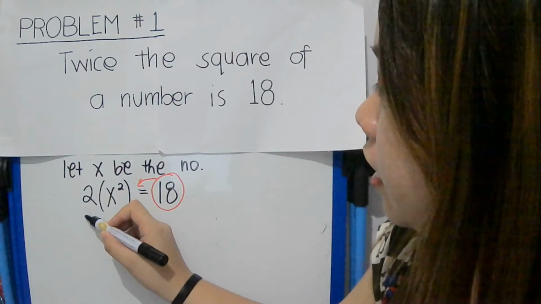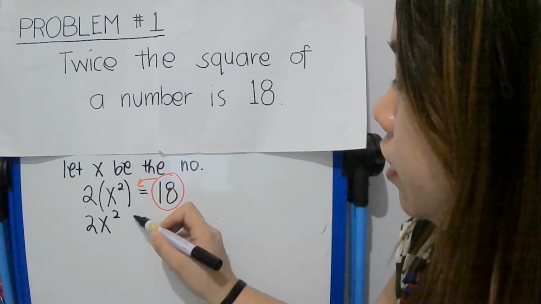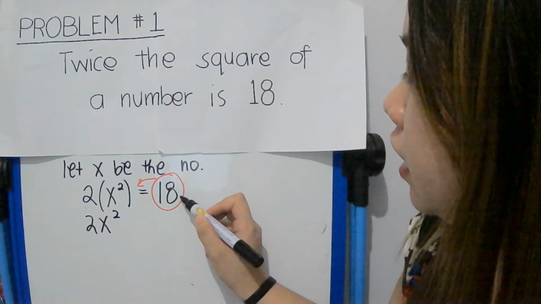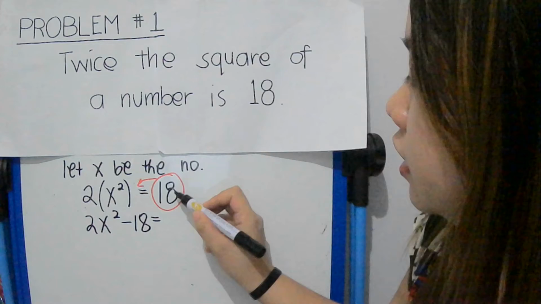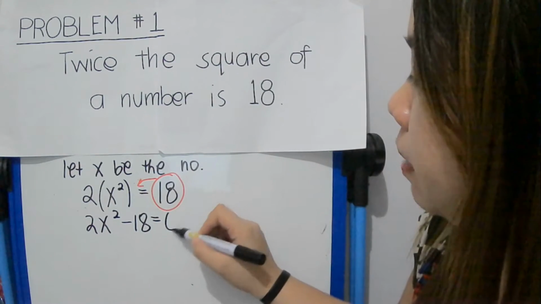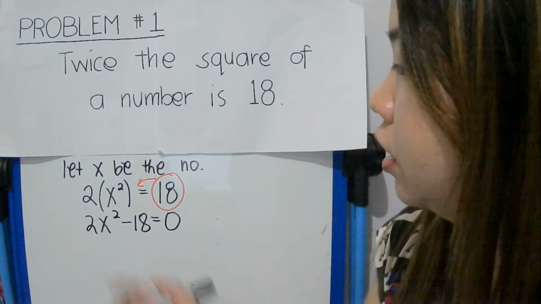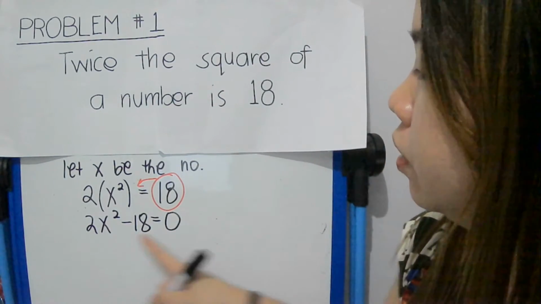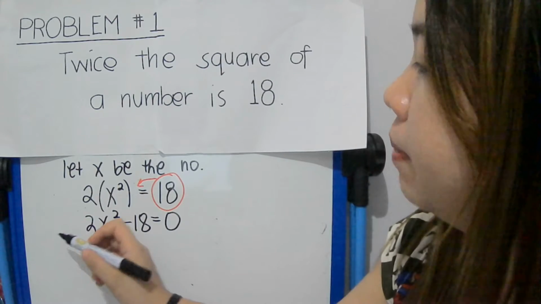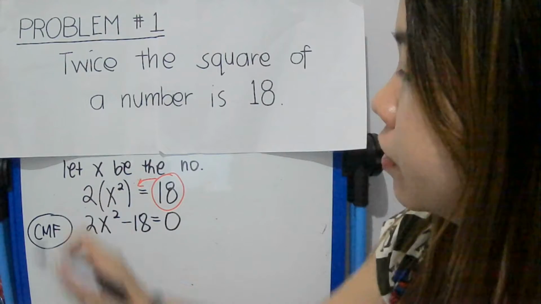Okay, so we have here 2x squared, because 2 times x squared is 2x squared. Positive 18, when transposed, it will be negative 18. Then, since idilipat mo na siya sa kabila, wala nang matitira dito. In this case, we can now factor out the terms. Okay, so what we're going to do here is to apply CMF, or common monomial factor.